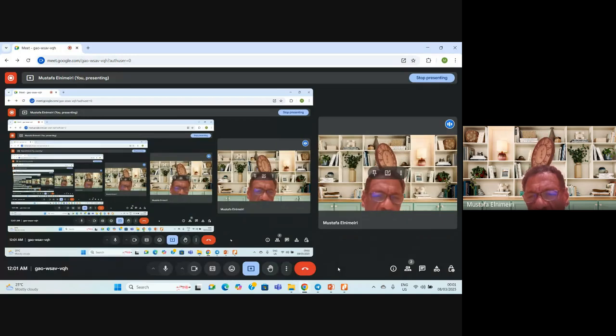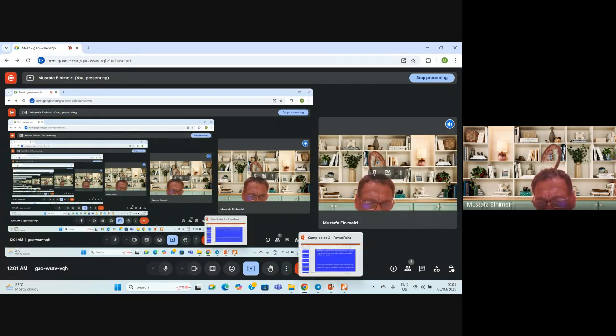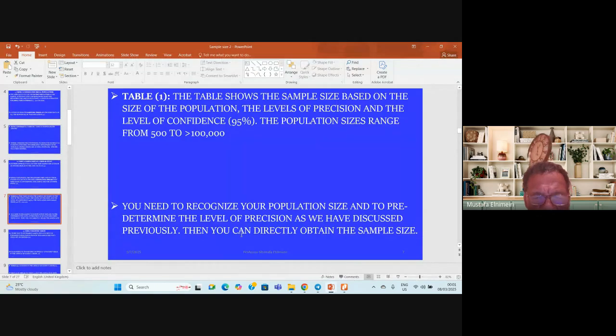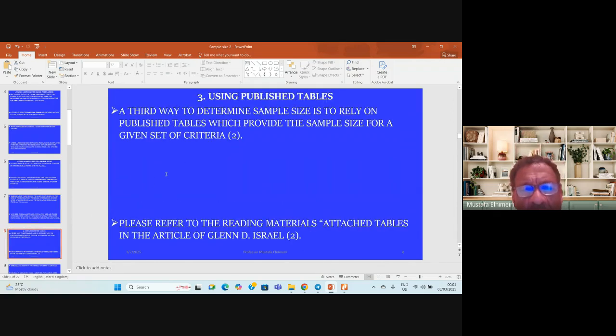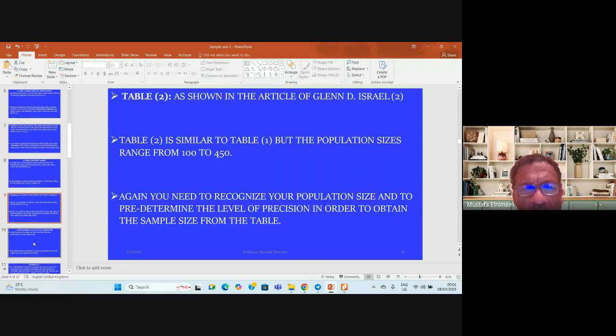This is about the published tables and how to use them, and you can find them in the reference there. I have just said that you can see it in the reference of Gellin. And the two tables, you can use them according to population size.